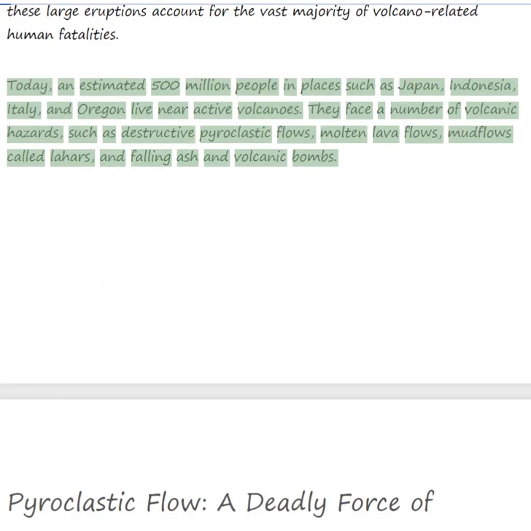Today, an estimated 500 million people in places such as Japan, Indonesia, Italy, and Oregon live near active volcanoes. They face a number of volcanic hazards, such as destructive pyroclastic flows, molten lava flows, mud flows called lahars, and falling ash and volcanic bombs.